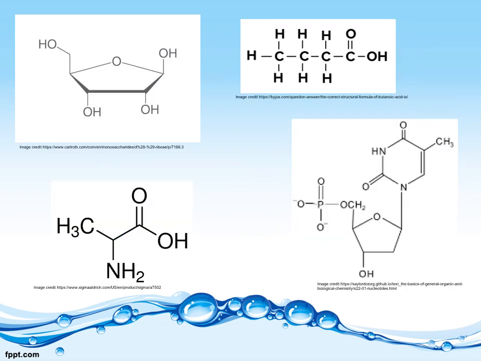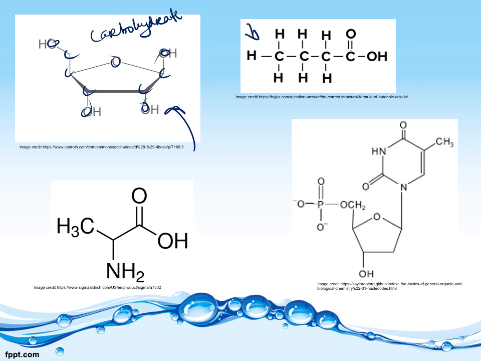Let's review. Tell me what we see here. This guy has carbon, carbon, carbon, carbon, carbon. Notice that we've got quite a bit of oxygen here. This is a carbohydrate, and it happens to be ribose, which is the sugar that we use to build RNA.